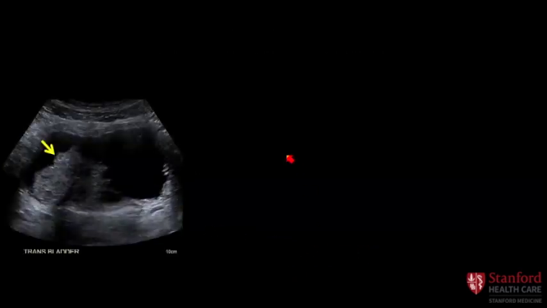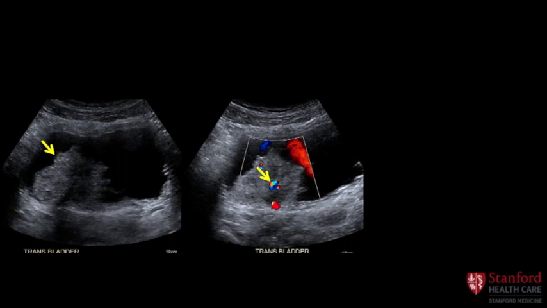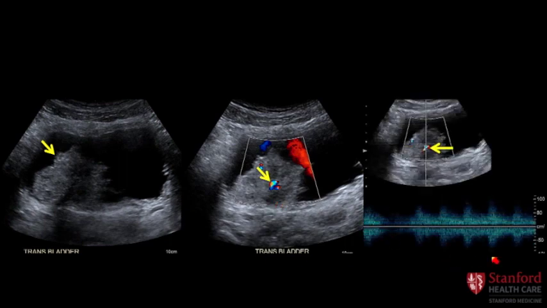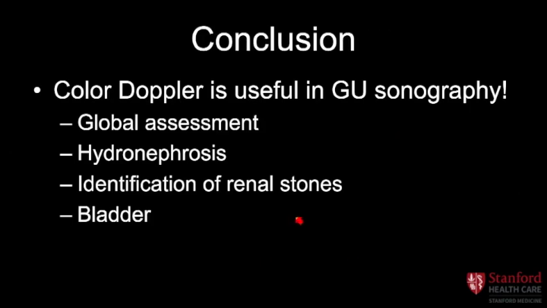And then finally, an obvious example where color Doppler is really helpful in looking at the bladder. This person had gross hematuria. They have this large mass-like thing in the bladder. Is this a hematoma or is this a tumor? Well, with grayscale, it's a little bit tough to tell, but with color Doppler, we can see that there's internal vascularity, and that has an arterial waveform, so that is clearly a bladder cancer.